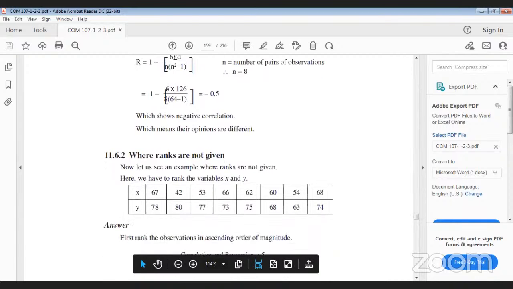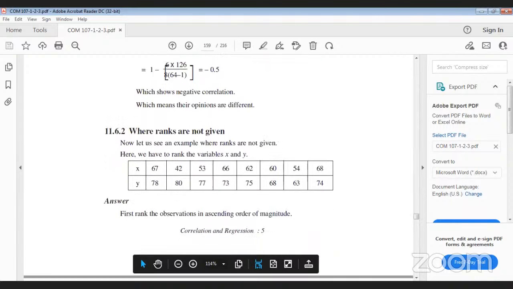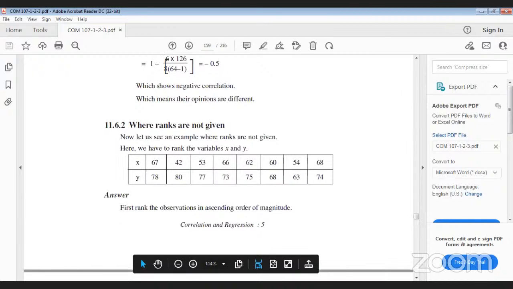Then you are given the second example, where ranks are not given. Now let us see the example where we have been given the values of variables x and y. X: 57, 42, 53, 66, 56, and Y: 28, 75, 68. Ranks are not given here.